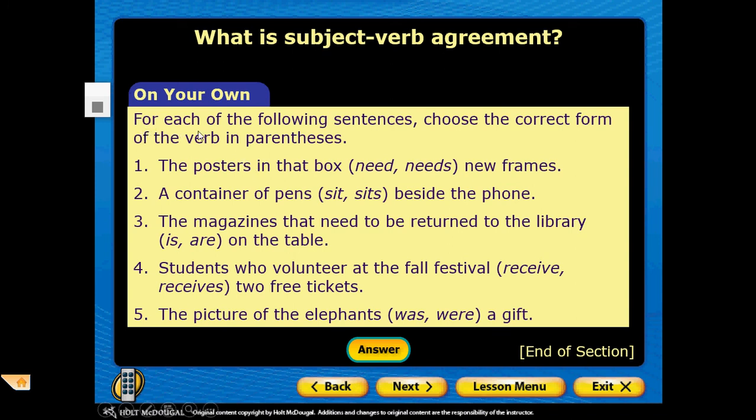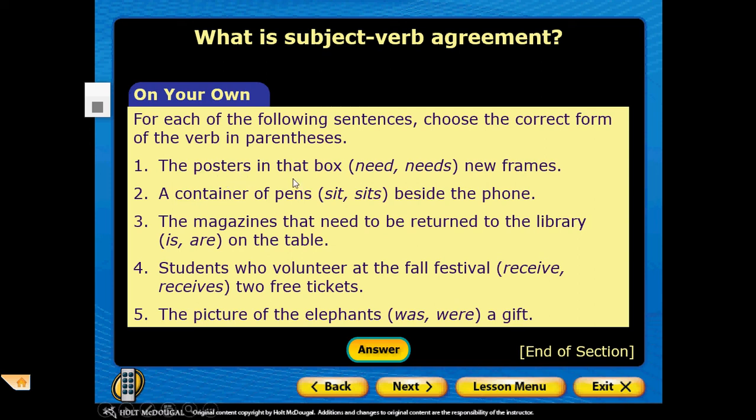For each of the following sentences, choose the correct form of the verb in parentheses. The posters in that box need or needs new frames. So what do we need to decide? Remember, my dear students. Is it the box or the posters in the box? I'd say the posters. That's absolutely right. So it's a plural noun.